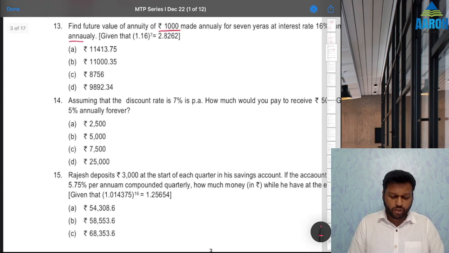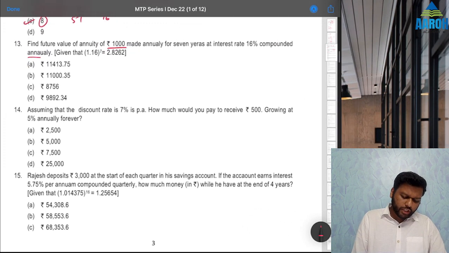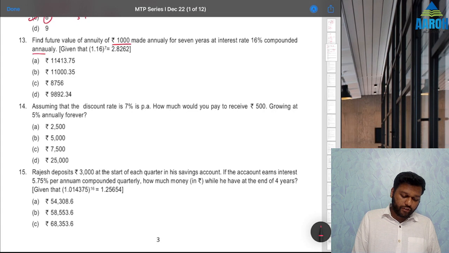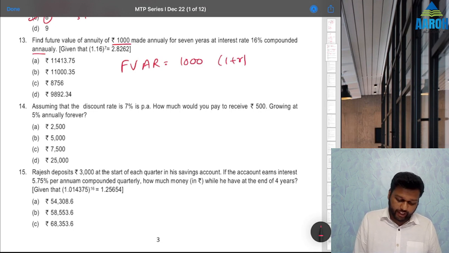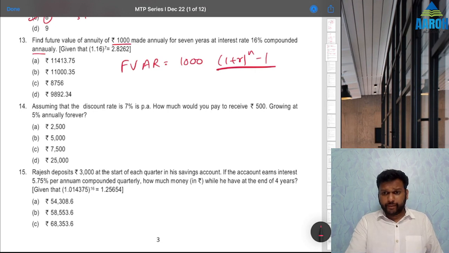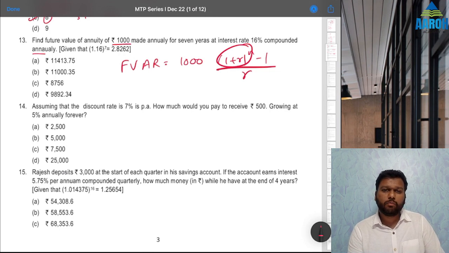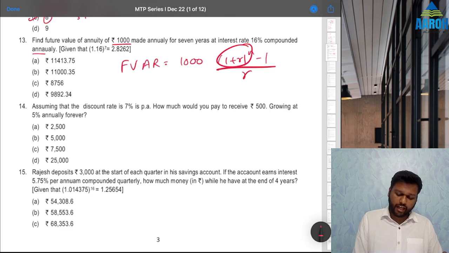Now I am assuming you know all the formulas because this is just a solution video. Future value of annuity, fine. So future value of annuity, that is annuity regular if nothing is given, we assume. So it is going to be annuity amount 1000 into 1 plus r raised to n minus 1 upon r or i, right? I am writing the formula, I will not write it every time. So this they have already given, they generally give it in MTPs, 2.8262 minus 1 upon 0.16, I is 0.16, into 1000, that is 11,413.75, option A.